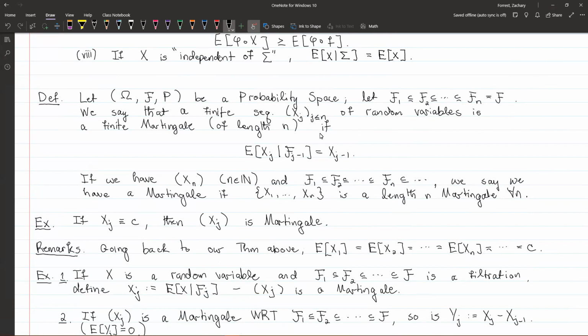And the property is that if I take the conditional expectation of any of the random variables xj with respect to the previous sigma algebra in the filtration, then the conditional expectation ought to be the previous random variable xj minus 1. Of course, you can go ahead and just define an infinite martingale, which we typically just call a martingale. Its property is that if you pick any value n in the natural numbers, then the martingale created by restricting our attention to x1 through xn is itself a length n martingale. Everybody remember all this so far?